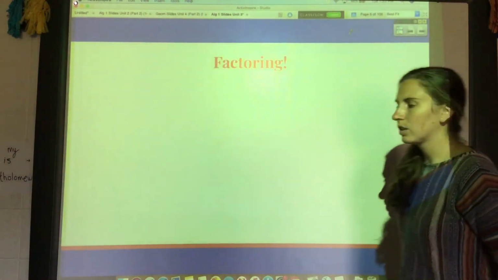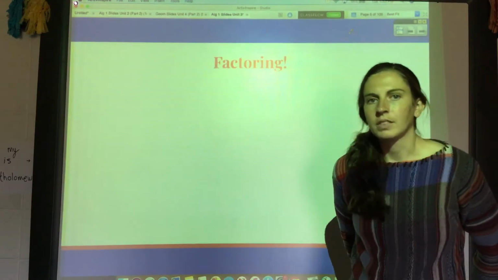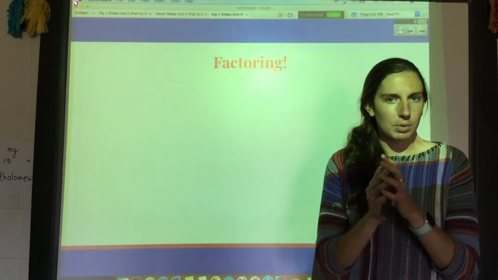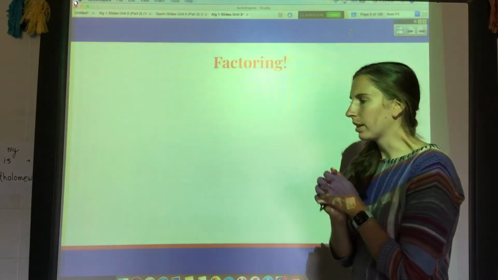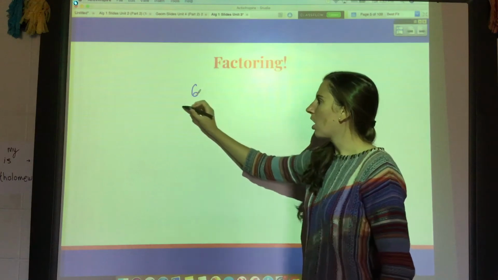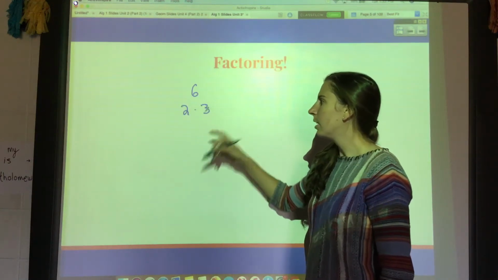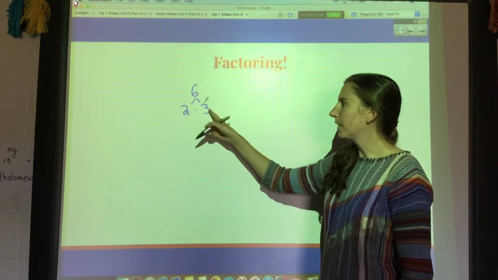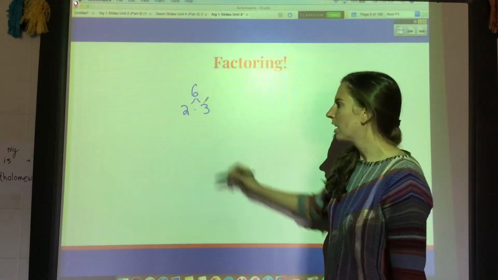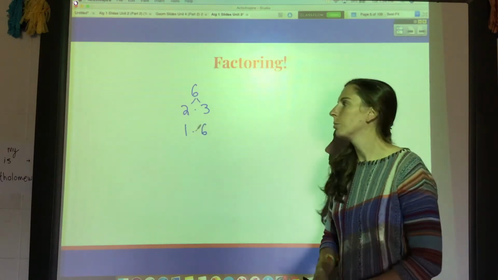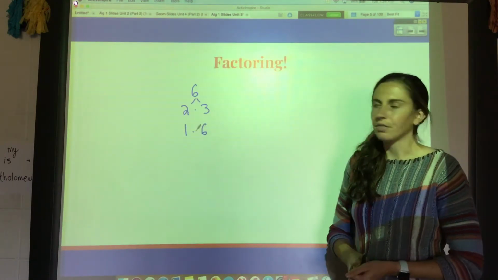So in this video we're going to start factoring, and factoring is literally just the opposite of multiplying things together. For example, with numbers, like a number like 6, its factors are 2 and 3 because 2 times 3 gives you 6. They multiply together to give you 6, so those are the factors. 1 and 6 are also factors of 6. They're not very exciting factors, but they are factors.